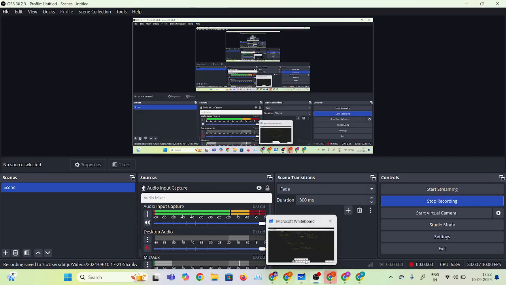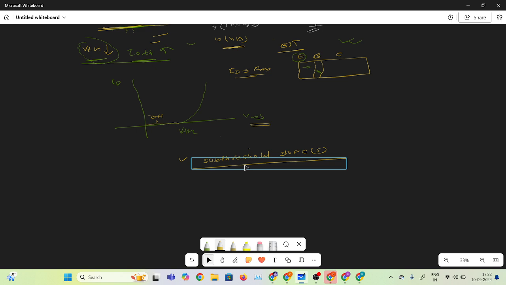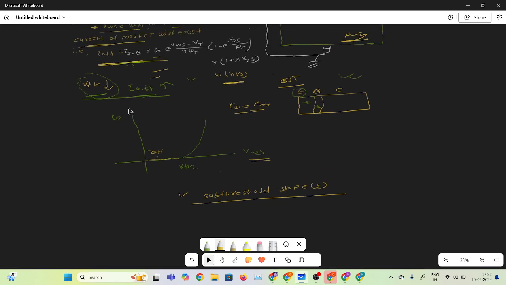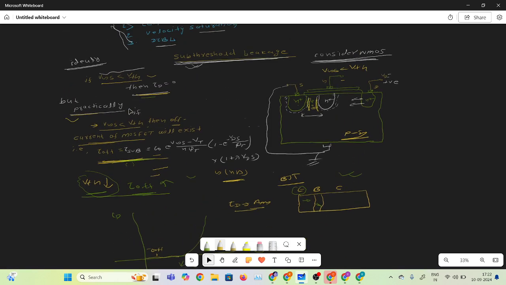So, in continuation of the first part on subthreshold leakage, in the next part I will explain the subthreshold slope. The meaning of subthreshold leakage is that when VGS is less than VTH, the ID current will ideally be zero, but this is not possible. If VGS is less than VTH, there still exists a current, that is the off current, or subthreshold leakage current of the MOSFET. That is the subthreshold leakage concept.